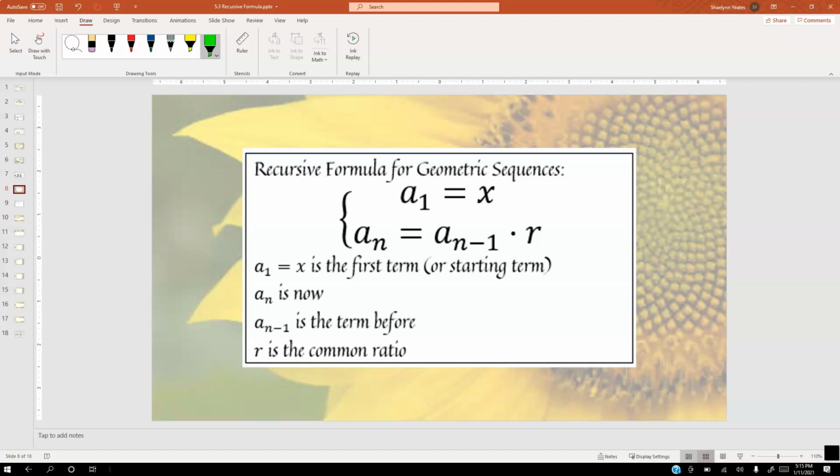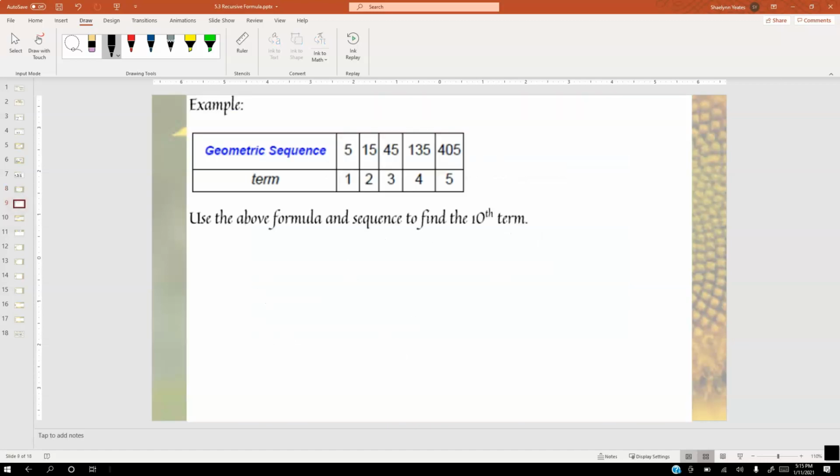You always start with your first term, whatever number that is, it's your first term. Then a sub n is right now. A sub n-1 is the term before, and you'll notice this time we are multiplying by a rate because we're multiplying every single time. Okay, and so here's our geometric sequence. It goes 5, 15, 45, 135, 405. It seems that every single time we are multiplying by 3.